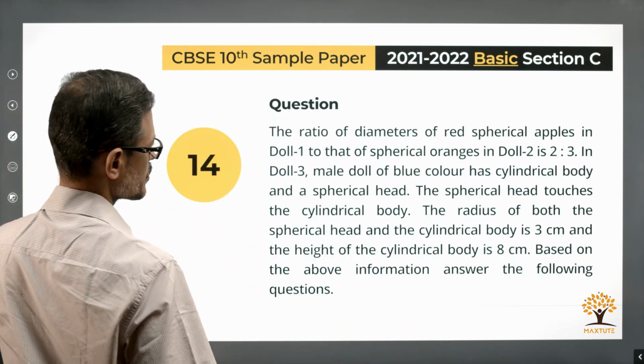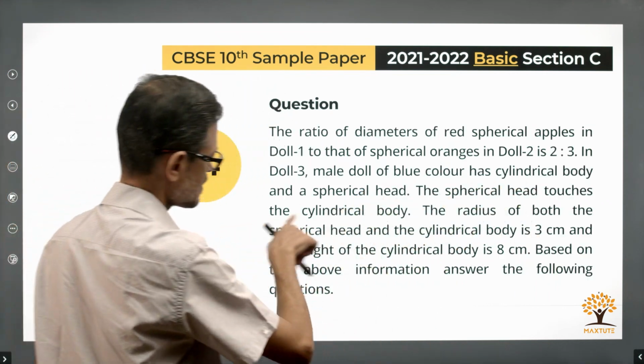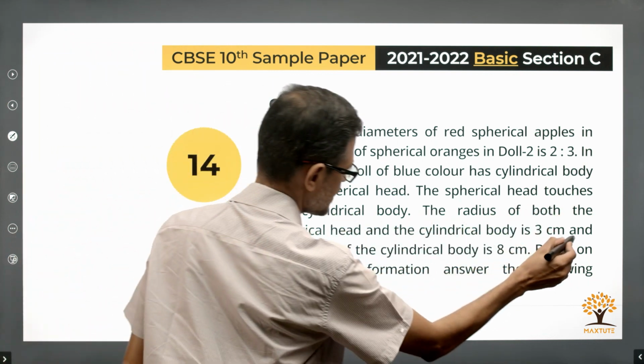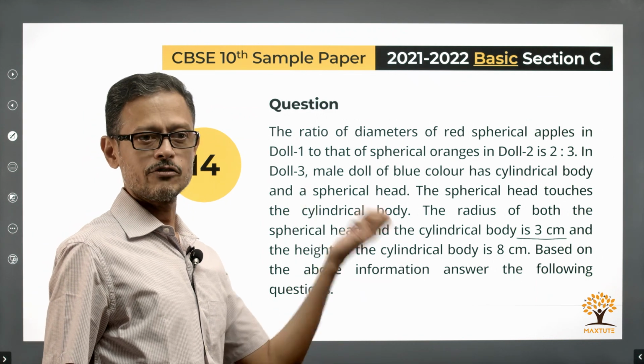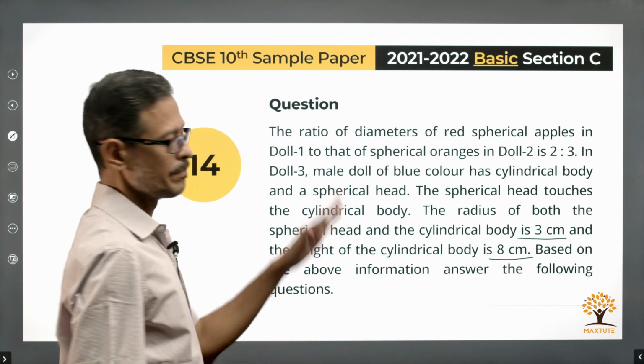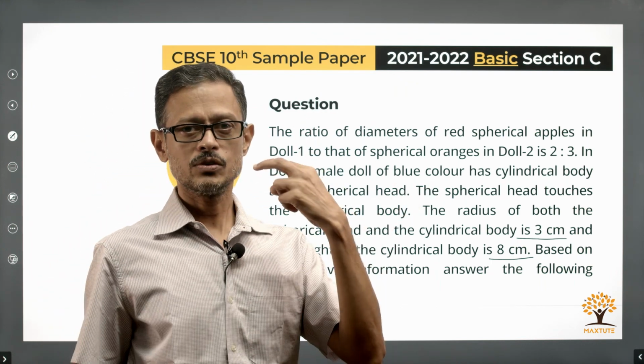What is given about the dimensions of it? The spherical head touches the cylindrical body. The radius of both the spherical head and the cylindrical body is 3 centimeters. The radius is 3 for both the cylinder and the sphere, and the height of the cylinder is 8 centimeters. Based on this information, they want us to solve 2 parts.